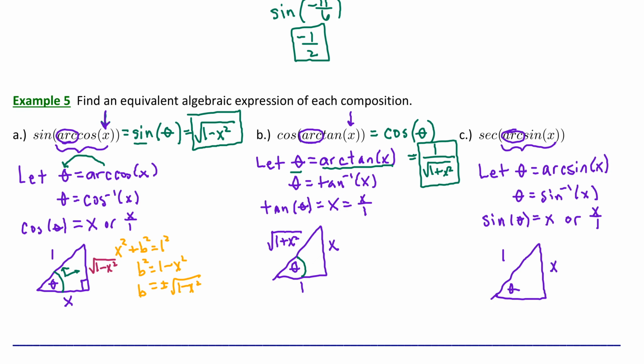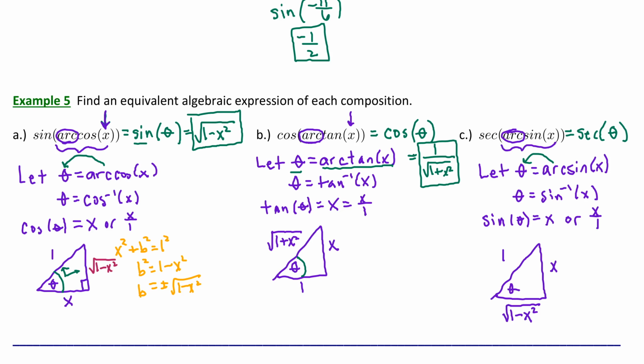Then we could solve for the horizontal segment. It's going to be very similar to our first triangle, except the legs have switched. So the horizontal segment is the square root of 1 minus x squared. Once again, we obtain that with Pythagorean theorem. Backtracking to our original problem, we need to find secant of arc sine of x. And remember, we let arc sine of x be represented by theta. So we need to find secant of theta.